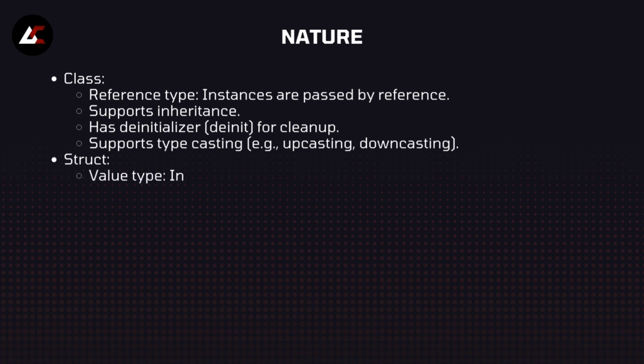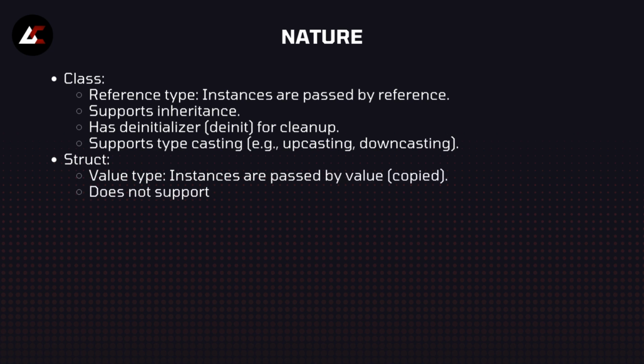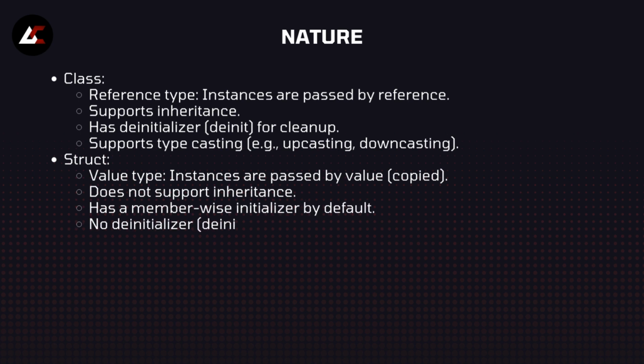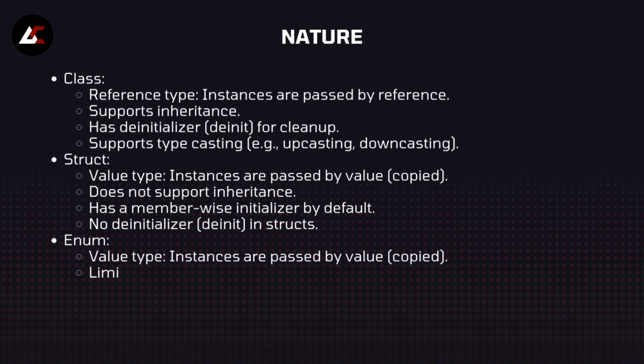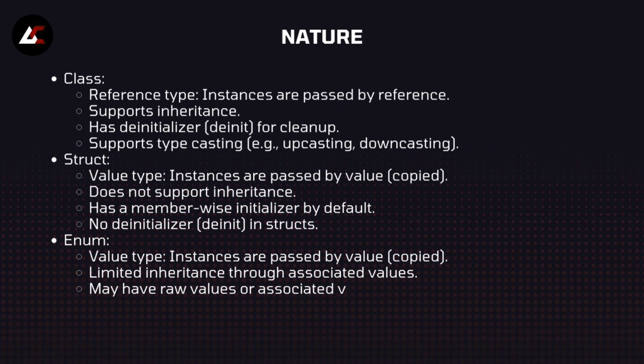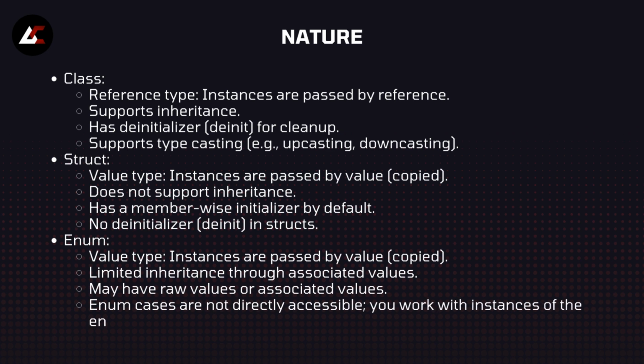A structure is a value type, instances are passed by value, for example copied, it does not support inheritance, has a memberwise initializer by default, and has no deinitializer. Enums are value types, instances are passed by value, with limited inheritance through associated values, and may have raw values or associated values. Enum cases are not directly accessible. You work with instances of the enum.